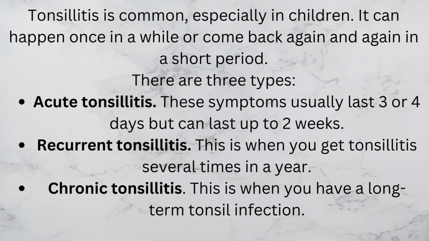Tonsillitis is common, especially in children. It can happen once in a while or come back again and again in a short period. There are three types: acute tonsillitis, where symptoms usually last 3 or 4 days but can last up to 2 weeks. Recurrent tonsillitis. This is when you get tonsillitis several times in a year. Chronic tonsillitis. This is when you have a long-term tonsil infection.